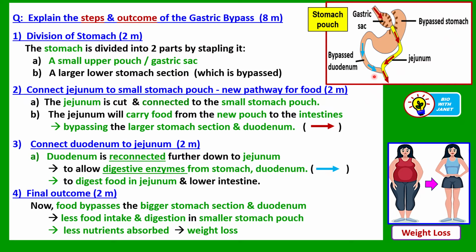Okay, then there's less food intake and digestion in the smaller stomach pouch because of the size of the pouch or the gastric sac, which is smaller. So less nutrients will be digested and less nutrients will be absorbed, so that there's weight loss. Okay, so the duodenum is bypassed, so there's less digestion and also less absorption.